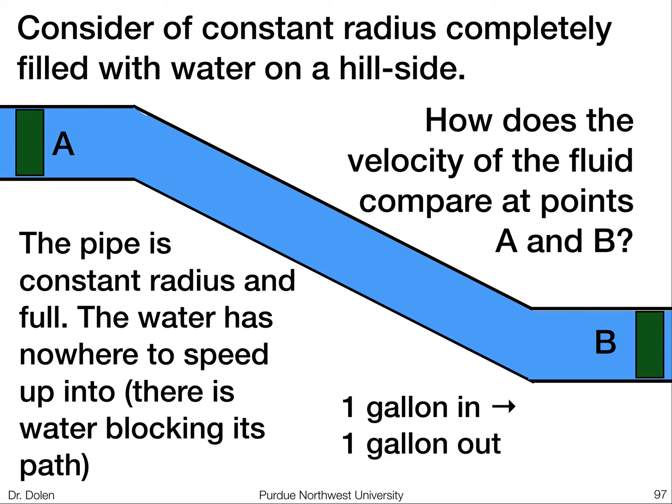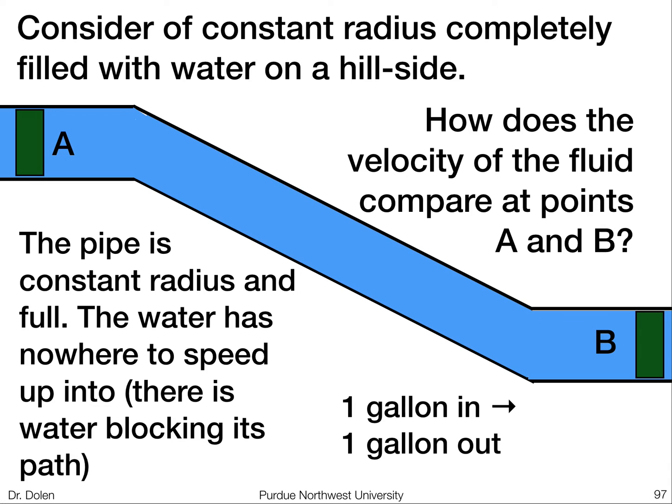This pipe is completely filled with water. If I put 1 gallon of water in this side of the pipe, 1 gallon of water has to come out the other side of the pipe. There's no room in this pipe to fit another gallon of water in it. If I put 1 gallon in one side, another gallon has to come out the other side. So that means that the water in all parts of this pipe has to have the same volume flow rate. It also means, since the area of the pipe is the same everywhere, that the velocity of the fluid has to be the same everywhere.